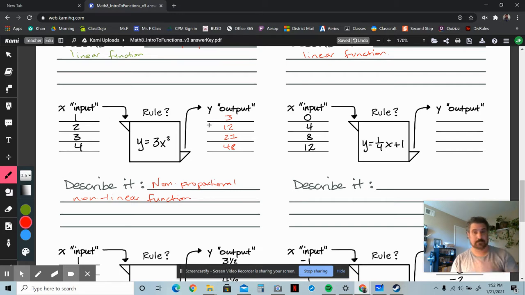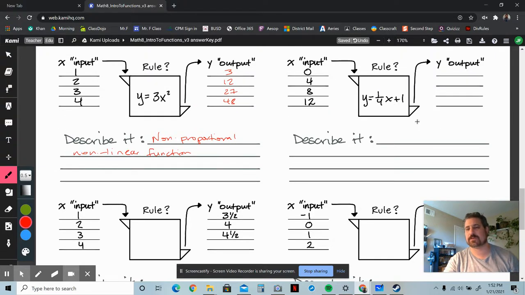Okay, the next one is in the form y equals mx plus b, so you should start to recognize that. That is a non-proportional linear function. So you write that in, non-proportional linear function. And the slope is 1/4 and the y-intercept is 1. So you can identify the slope. You can identify the y-intercept.